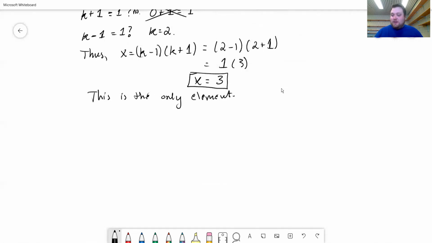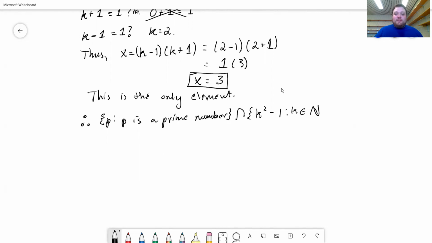And we will write out our concluding statement. Therefore, the set of p where p is a prime number, intersected with the set of k squared minus 1, such that k is an element of the natural numbers, is equal to the set containing 3. And Q.E.D.